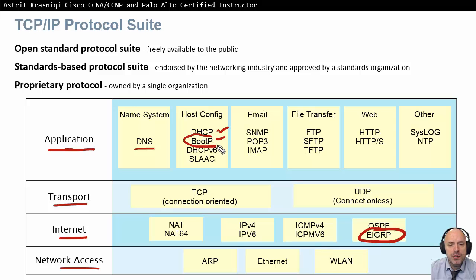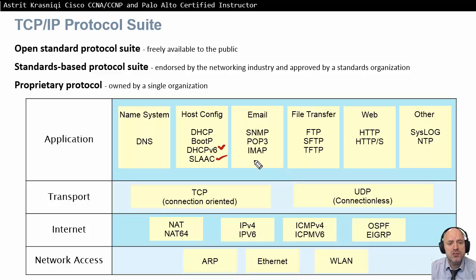The only reason why I put it here is because when we use, for example, Wireshark, we're not going to see DHCP. We're actually going to see the previous name they had, bootp. So that's why I put it here. Then we have DHCPv6, for example, and SLAAC, stateless address autoconfiguration. This is dynamically, automatically assigning an IP address to the IPv6 device. Here is the IPv6 device assigning an IPv6 address to itself.